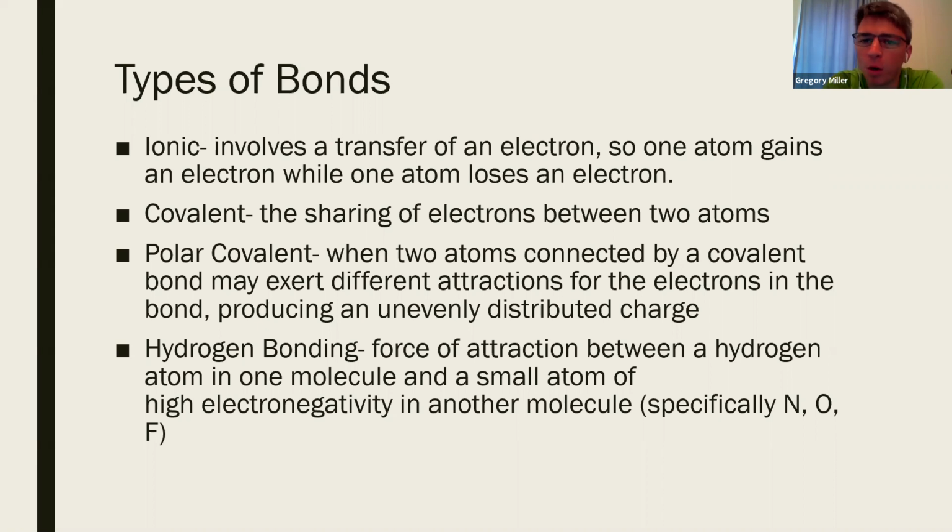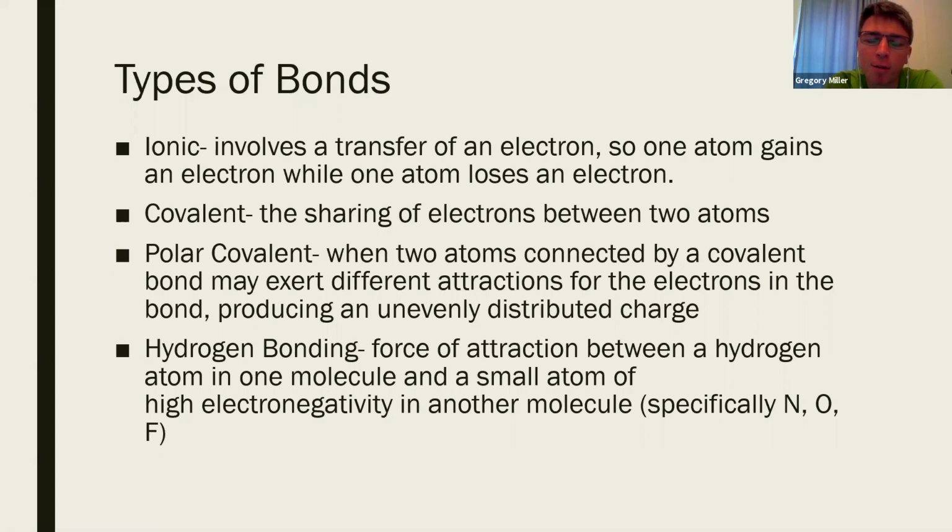These don't have to be one-to-one transfers. You can have something like an iron 2 and an oxygen that gives up 2 and gains 2. You can have things that are off, for example, like aluminum chloride, where aluminum will give up 3. Each chlorine gains 1. You'll need 3 chlorines to balance everything out. So those are all the different kinds of options you can get with an ionic bond.